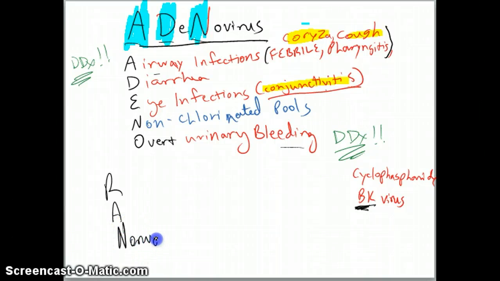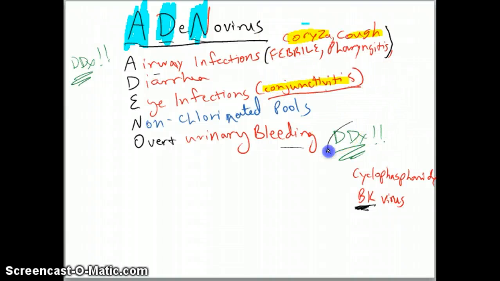Okay, you got your Norwalk virus. You have your adenovirus, and you have your rhinovirus that can cause the diarrhea, watery diarrhea from this, okay? It can cause eye infections. Conjunctivitis is a huge thing for adenovirus, okay? And then you can get this from non-chlorinated pools and also overt urinary bleeding.